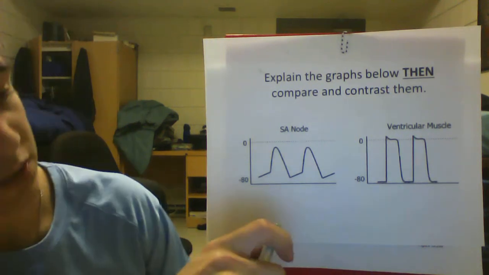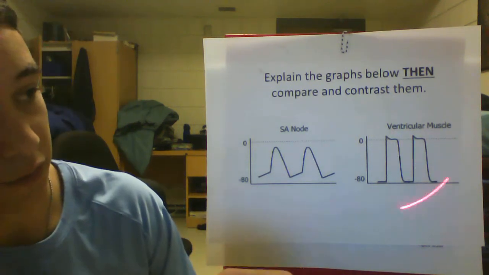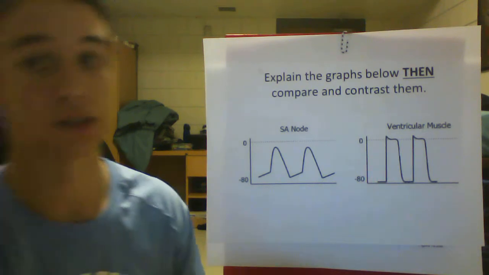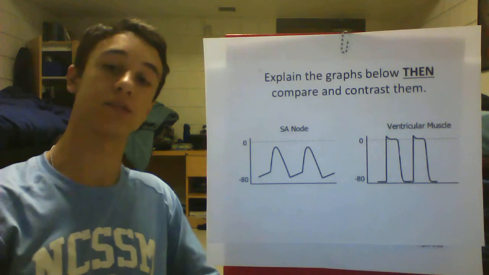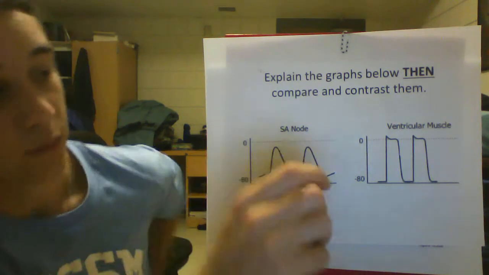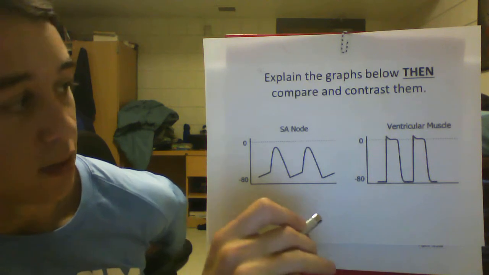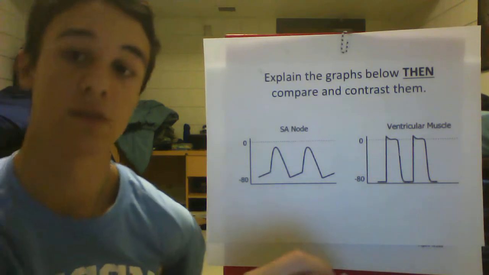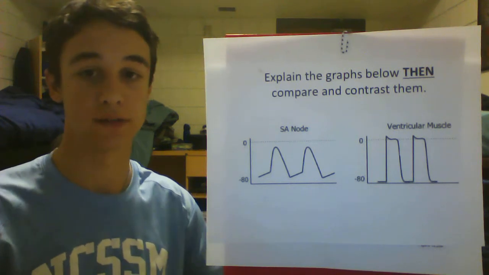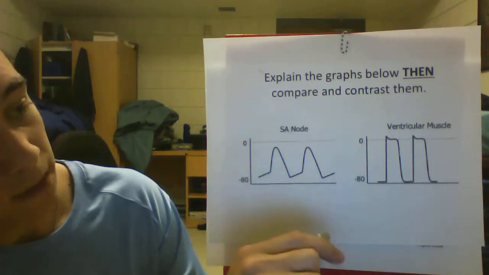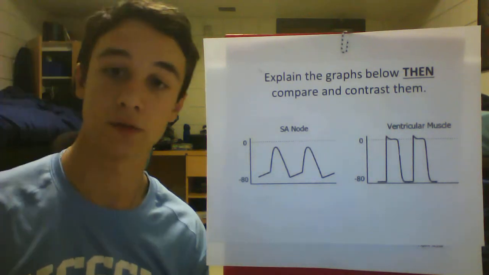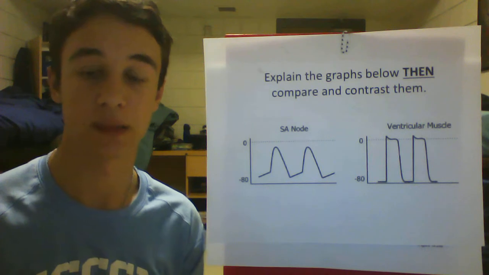And so moving on from this graph of the SA node, I'm going to talk about this graph for the ventricular muscle. In the beginning you can see that there's this flat line, which is known as the resting potential, and this resting potential is caused by potassium channels. And then what happens here with the depolarization is there are sodium channels that open, allowing for a large influx of sodium, causing this depolarization. Once the peak of this depolarization occurs, some voltage-gated calcium channels open.